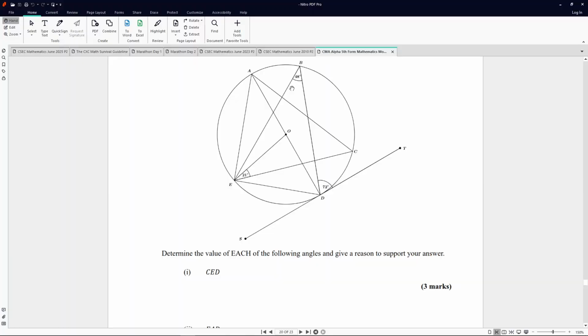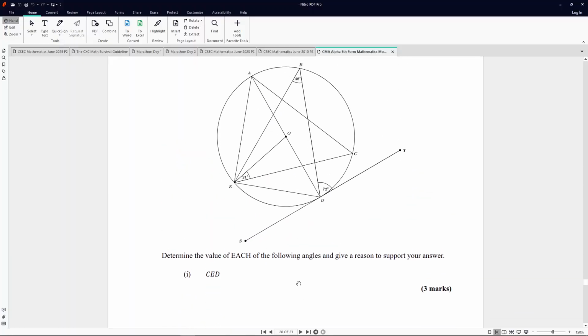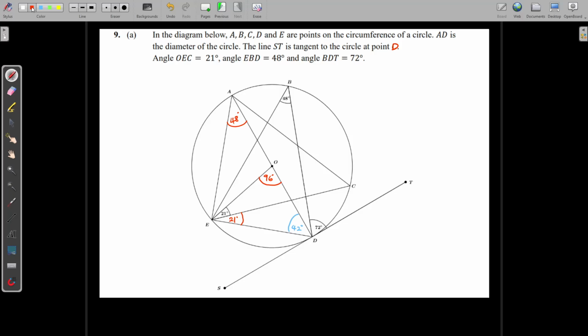And then the last angle that they want us to find is BED. So they want us to find this angle down here. So we have the majority of the angle already. We know this piece, we know this piece, but we don't know what this little piece inside here is. So let's see how we can find it.